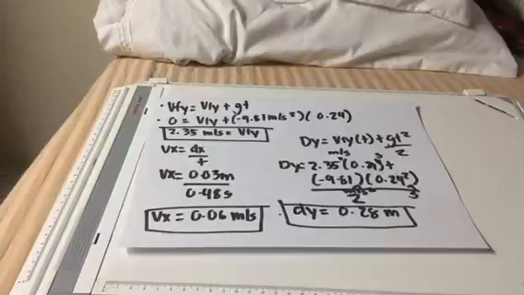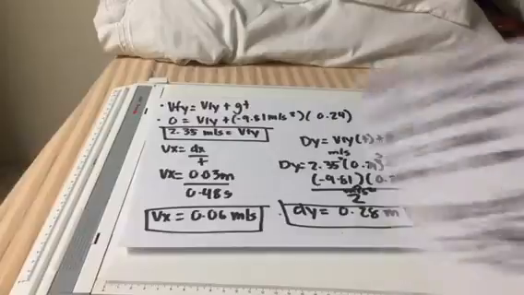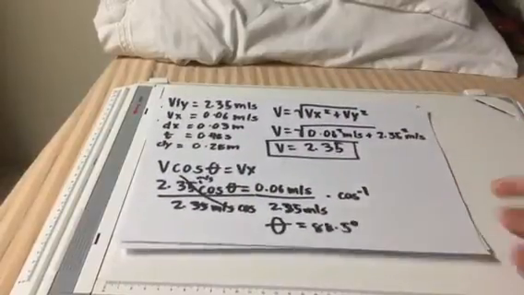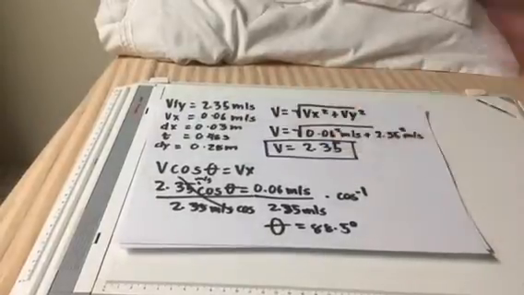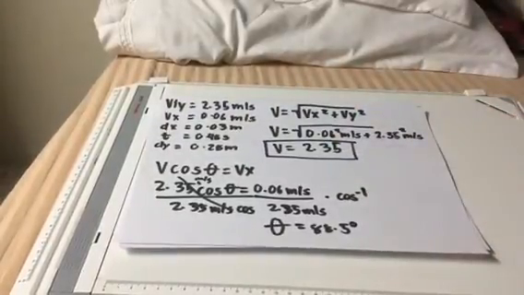dy, same formula: dy equals ViY multiplied by t plus gt squared divided by 2. Plug in the values, you end up with 0.28 m. Like the last video, and for the next videos, I will always use this format. After solving, I'm going to put what we have been given up here, and we have to solve for these two now. Since we have ViY and Vx, now we can solve for velocity.